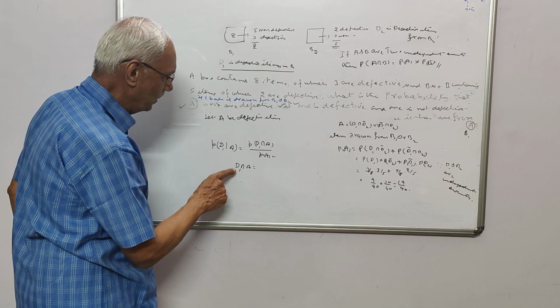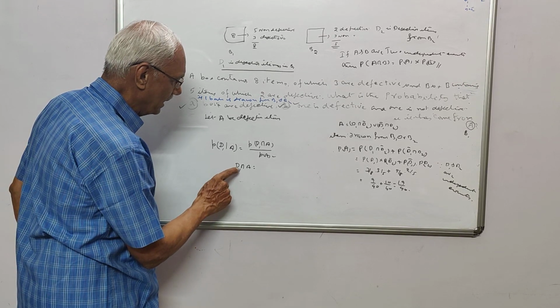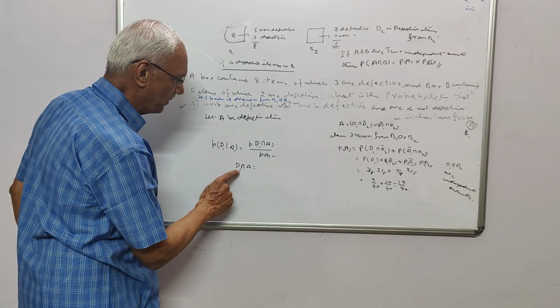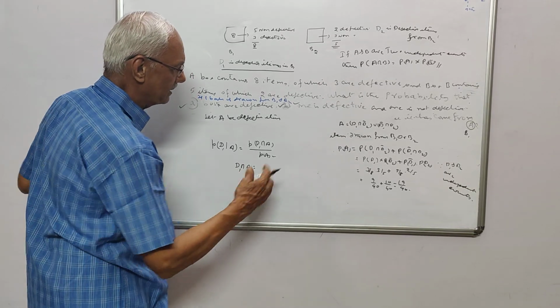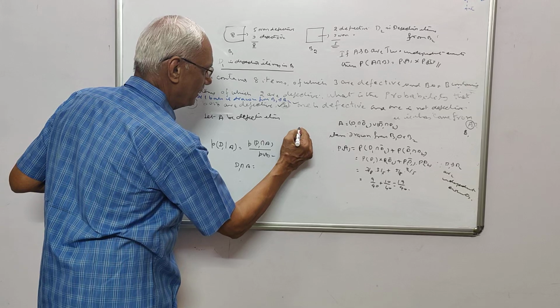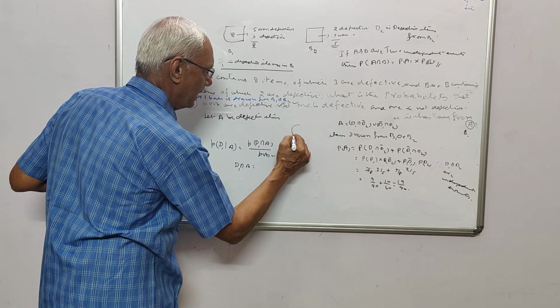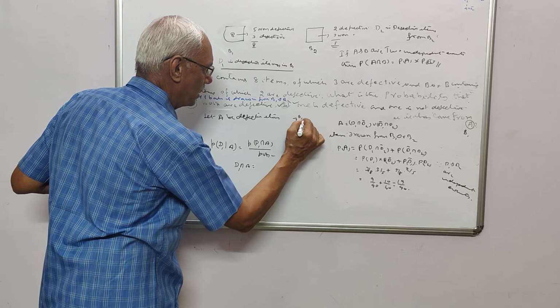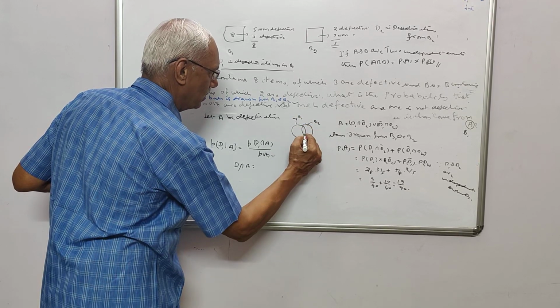Now he is asking you, it is coming from what? It is coming from D1. That means it is like this. So this defectiveness, you see that here this is your B1 and this is your B2.